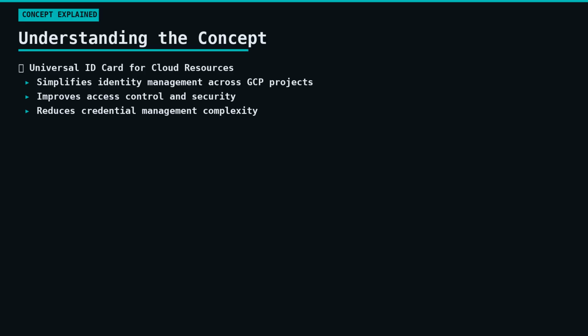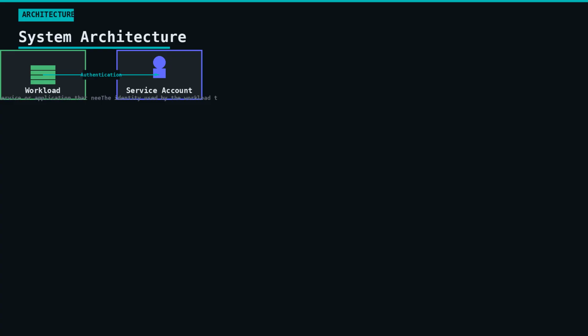Let's walk through the architecture diagram of GCP Workload Identity Federation. We have a workload in one project that needs to access a resource in another project. The workload uses a service account to authenticate with the Workload Identity Federation service. This service then issues an access token that allows the workload to access the resource. The components include the workload, the service account, the Workload Identity Federation service, and the resource. The connections between these components show how the workload uses the service account to get an access token and then access the resource.